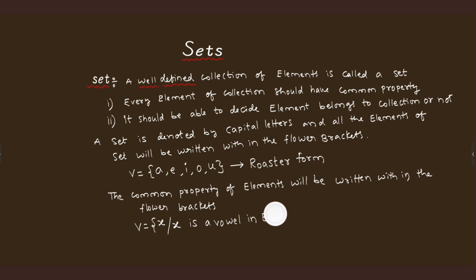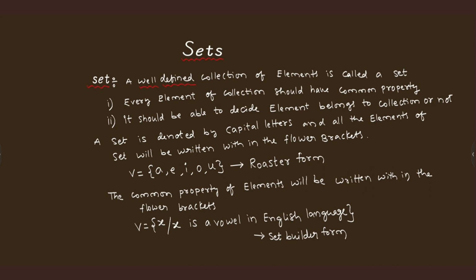So this is the set builder form of a set. This is another way of representation, and we call it set builder form. You should know that if a set is given in set builder form, you should know how to list the elements within the brackets, that is, write it in roster form. If it is given in roster form, you should know the common property and how to write it in set builder form. So this is a brief introduction about sets.